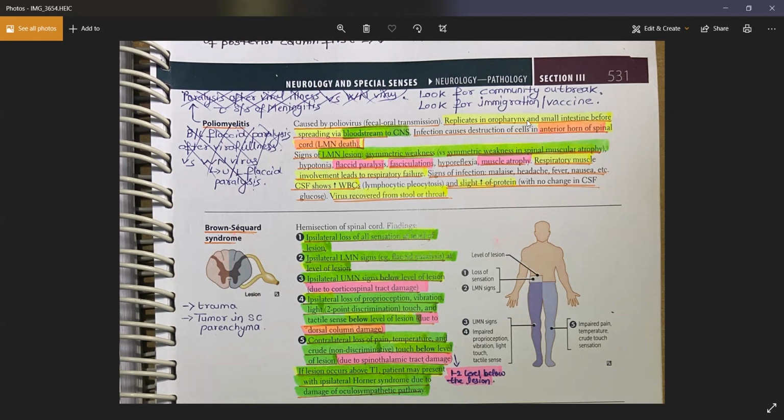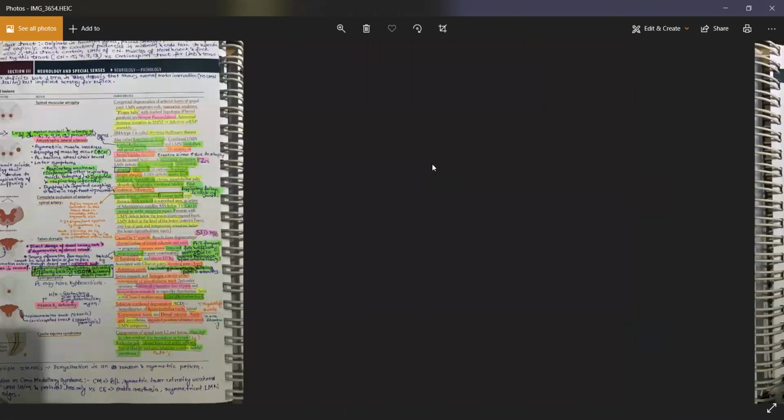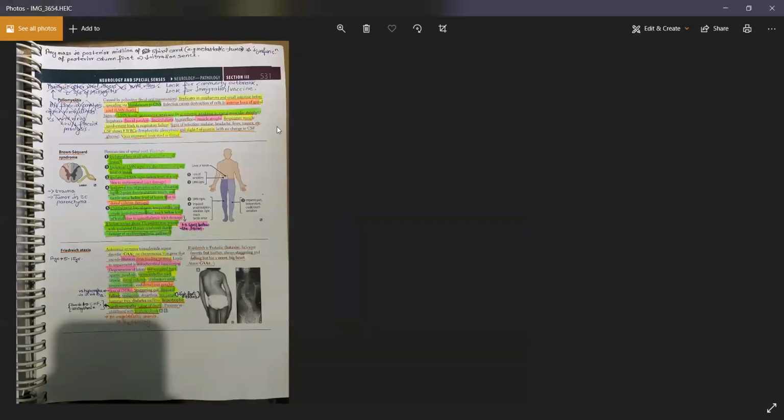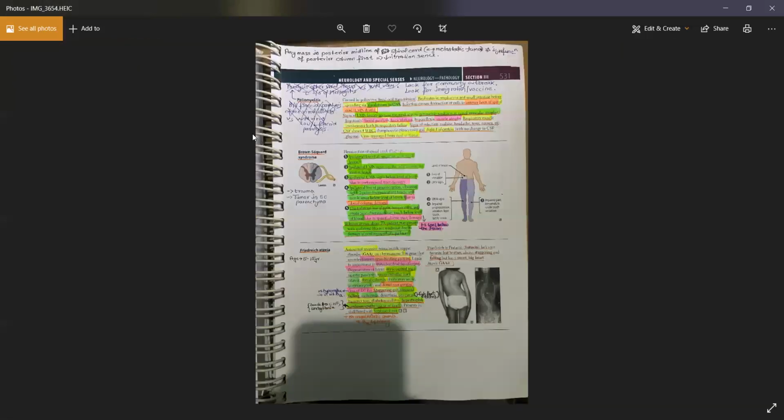So it replicates in the oropharynx and the small intestine, and then it enters your bloodstream, and from the bloodstream it reaches your CNS. In the CNS, it first goes to the spinal cord, and entering the spinal cord, it will destroy the anterior horn of the spinal cord. So you will get symptoms just like my spinal muscular atrophy. Is that okay? So how can I differentiate between spinal muscular atrophy and my poliomyelitis?